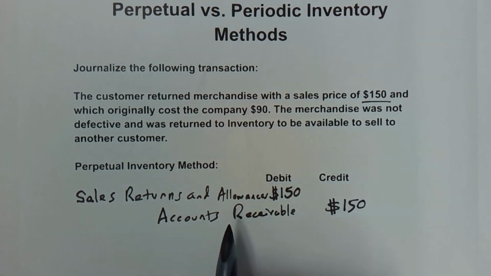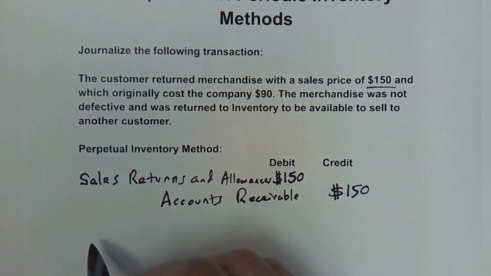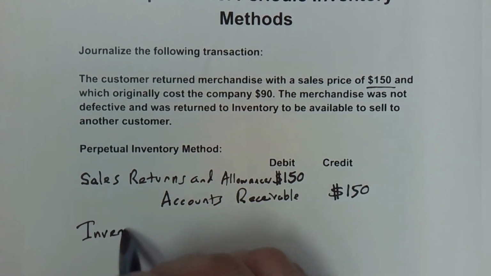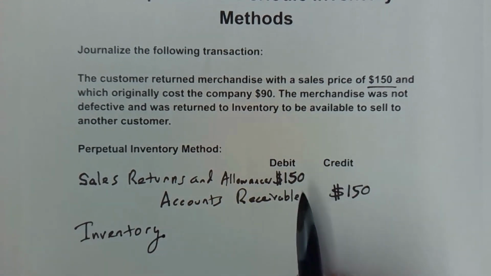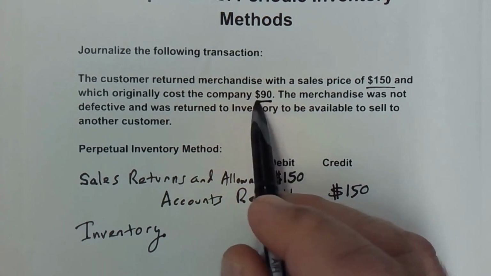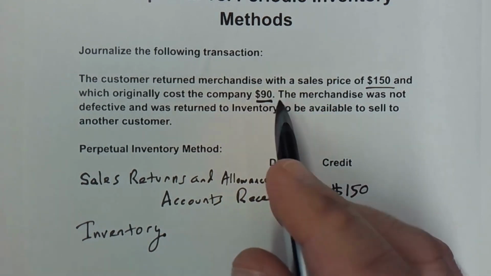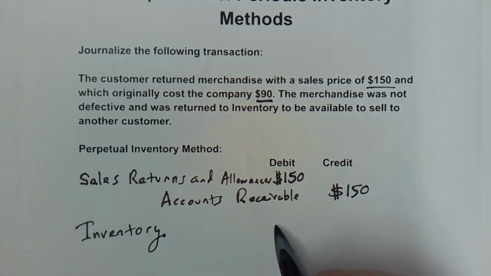Next, we need to put the item back into inventory, both physically and on the books. So we're going to debit inventory, but we don't want to debit it for the sale price because that's the amount that we are selling it to customers. We want to debit the cost, what our cost was, how much our company paid to our supplier. And we're told in this that it was $90. So we're going to debit inventory for $90. If we were to use the $150 amount, we would be overstating our inventory, and we don't want to do that.